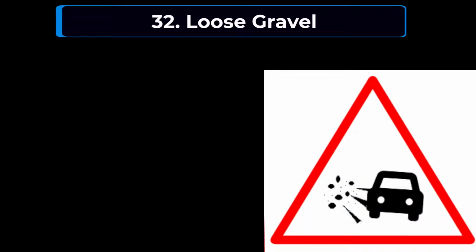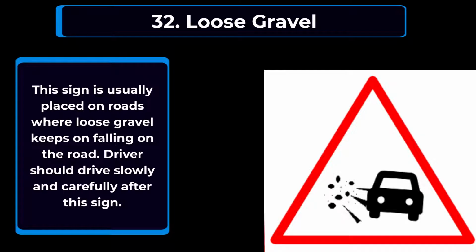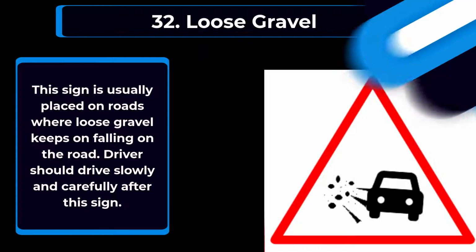32. Loose gravel. This sign is usually placed on roads where loose gravel keeps on falling on the road. Drivers should drive slowly and carefully after this sign.